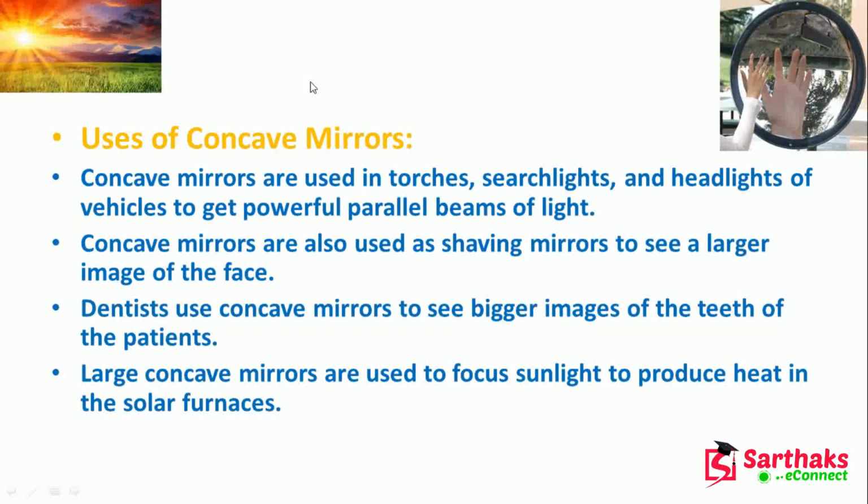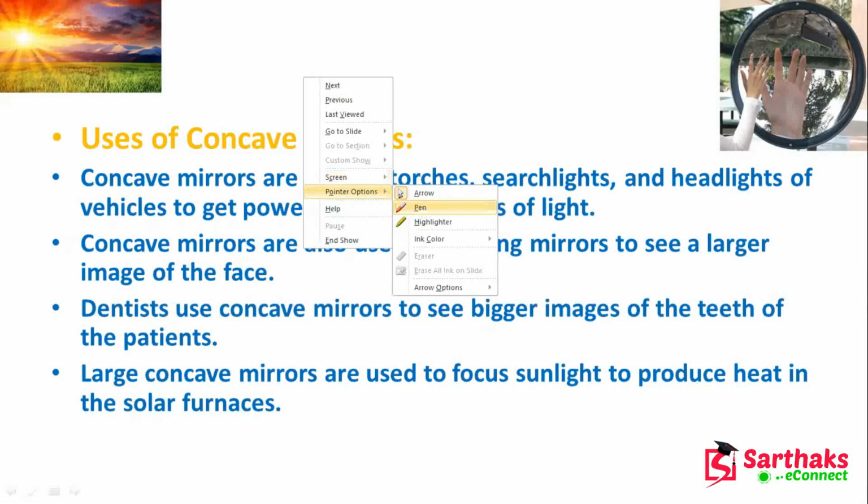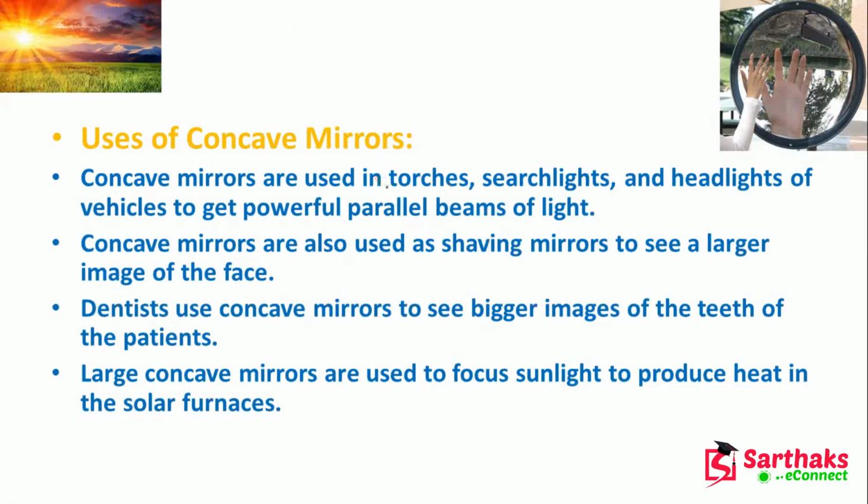So let me take the first pointer. Concave mirrors are used in torches, searchlights, headlights of vehicles, and shaving mirrors to see a larger image of the face. And dentists are also using concave mirrors for bigger images of teeth. And large concave mirrors are used to focus sunlight to produce heat in solar furnaces. So these are the uses of concave mirrors.